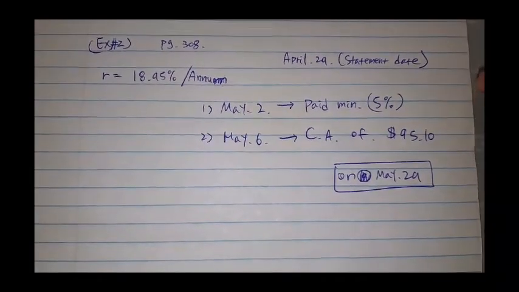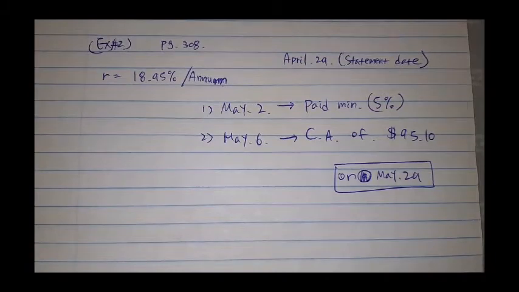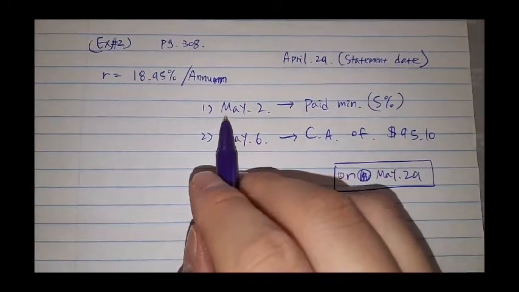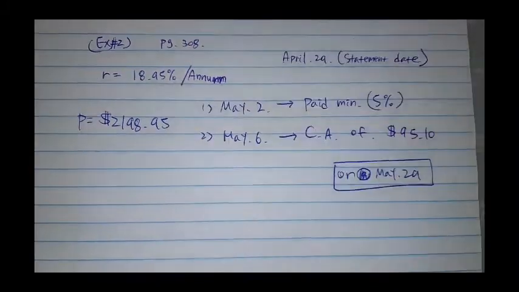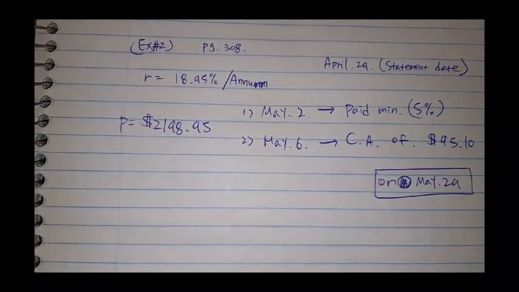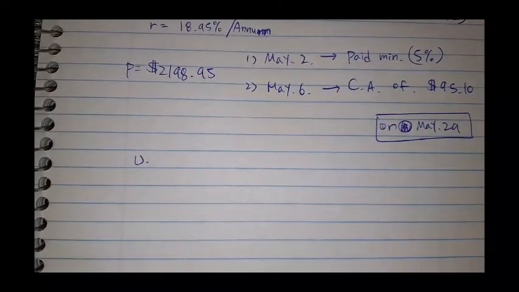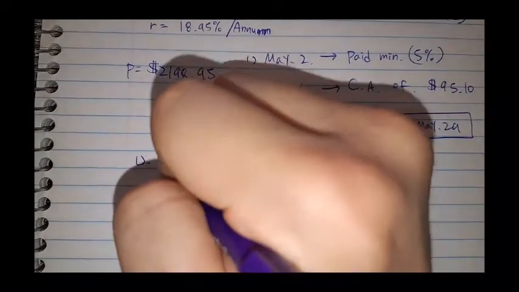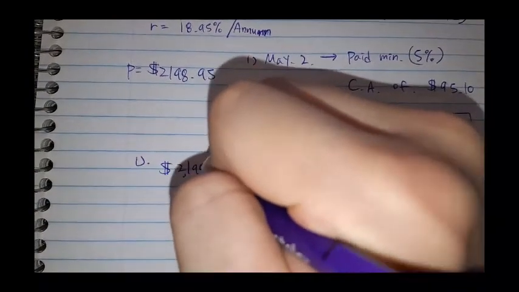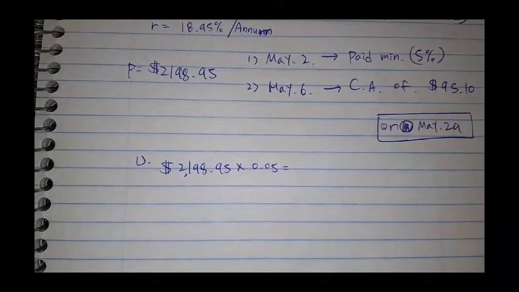Basically, we are calculating how much money she will pay. The thing you need to understand is she purchased something with the price, and I'm going to put principal here, of 2,198.95. Let's talk about each situation. I'm going to do the minimum payment situation first, which is fortunately easy. You need to find the ratio: of 2,198.95, if I take 0.05, which is 5% of it, how much is the money?